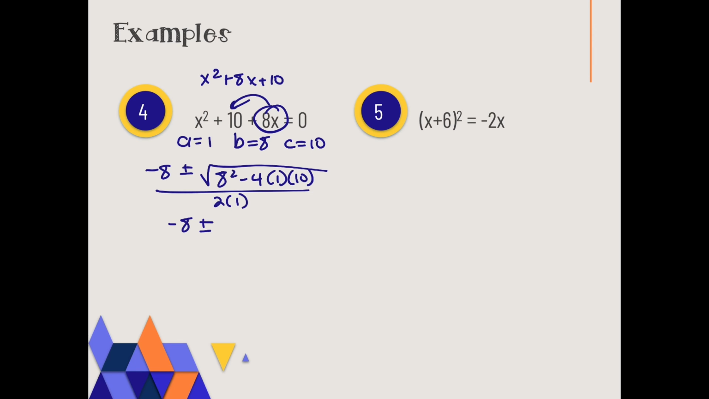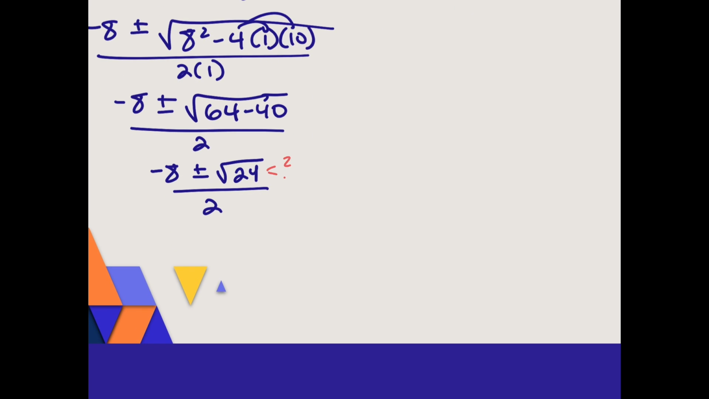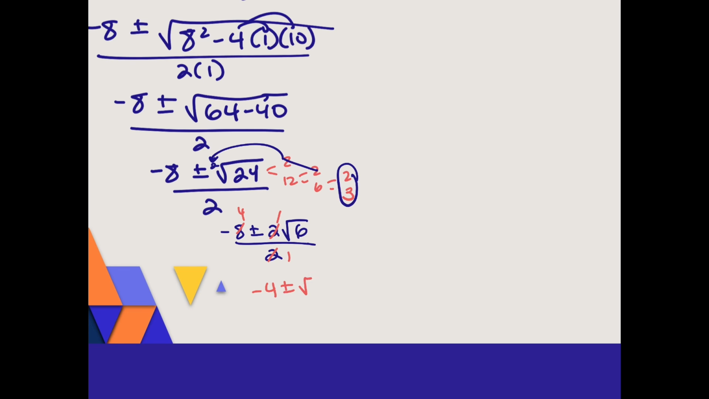Negative 8 plus and minus the square root of 64. 4 times 1 times 10 would be 40, so minus 40 over 2. Negative 8 plus and minus the square root of 24 over 2. 24 gets broken down to 2 and 12, 2 and 6, 2 and 3. So a pair of 2's comes to the outside. 2 times 3 is going to stay underneath. Negative 8 plus and minus 2 square root 6 over 2. And then 2 goes into all 3 of those spaces. So 1, 1, and 4. And I get negative 4 plus and minus square root 6.